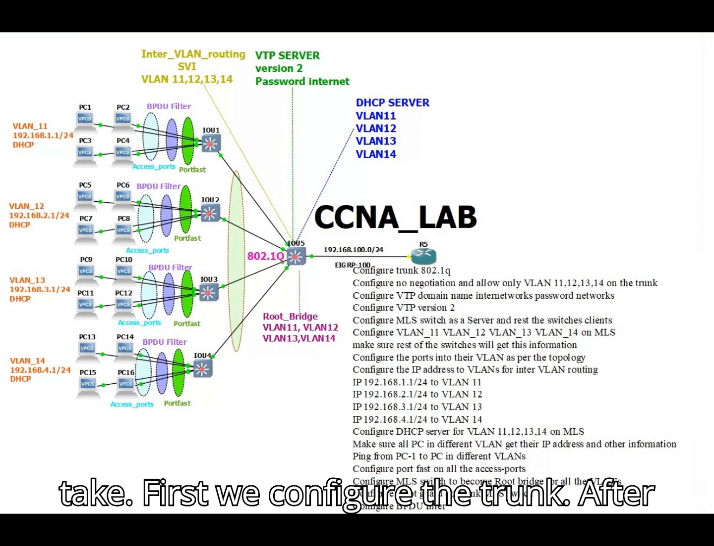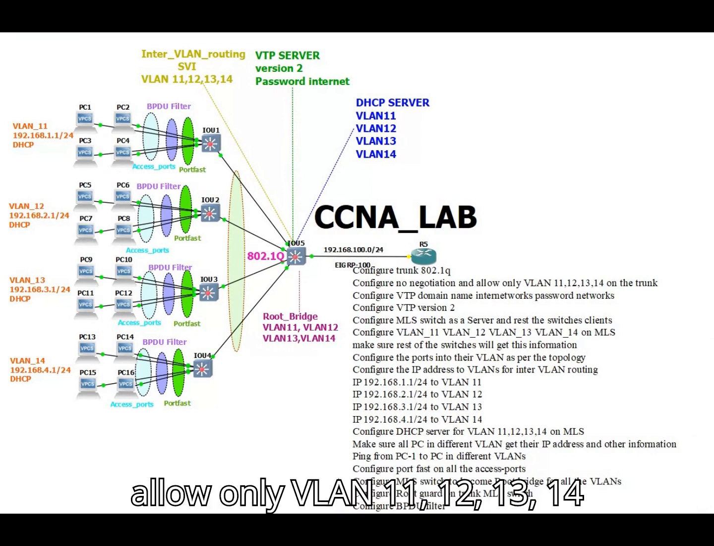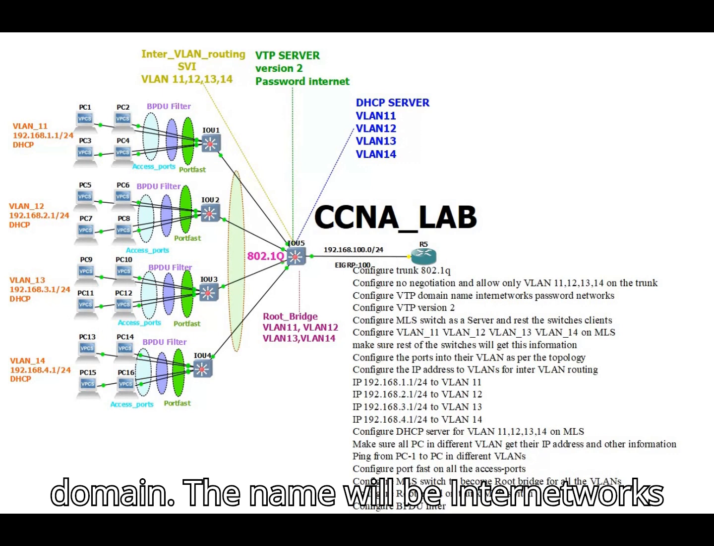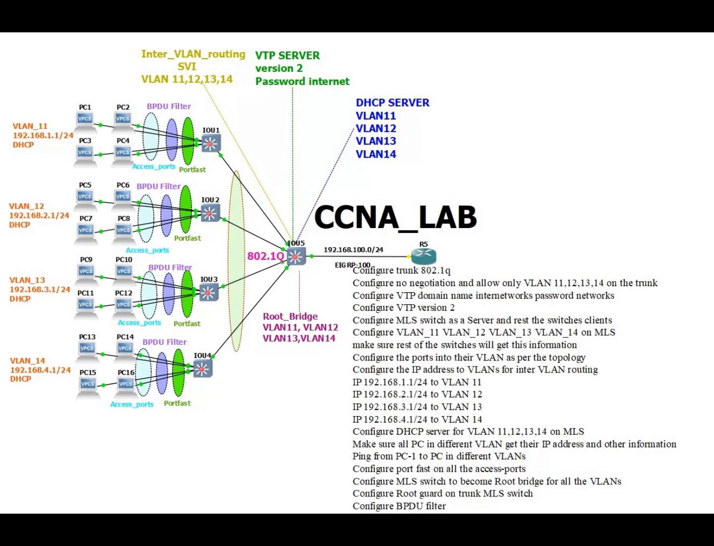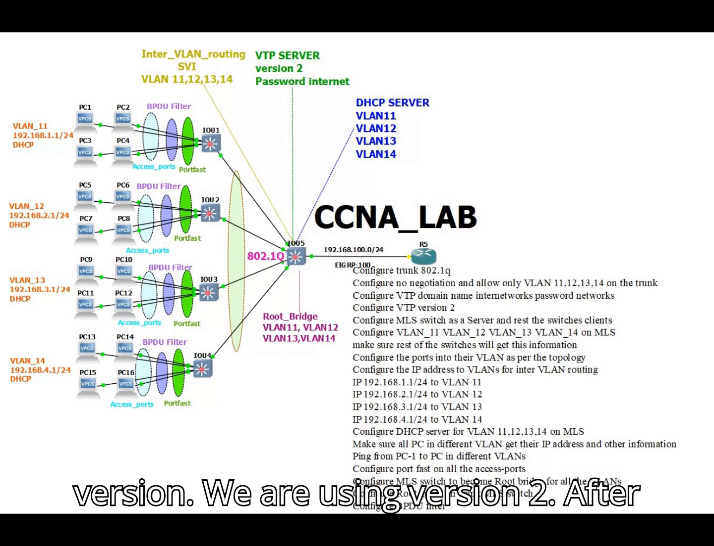First, we configure the trunk. After that, we configure no negotiation and allow only VLAN 11, 12, 13, 14 on the trunk. After that, we configure the VTP domain. The name will be internetworks and the password will be networks. And then we configure the version. We are using version 2.